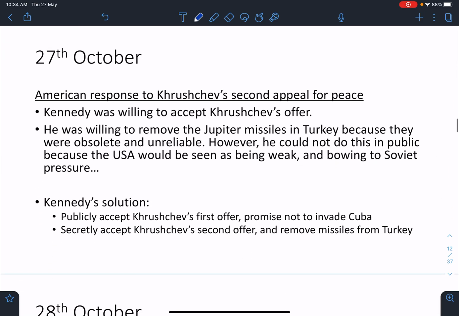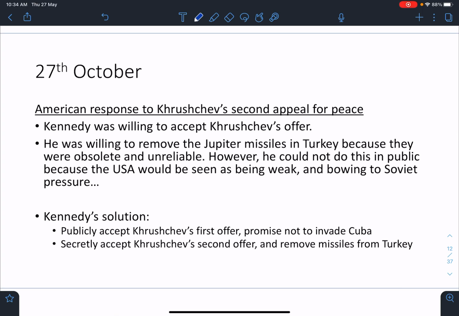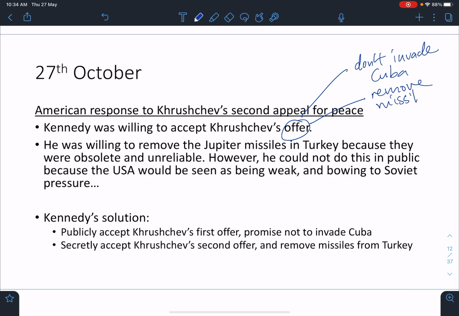So if you look here, okay, this slide is slightly complicated. Kennedy says, okay, I will accede to your demands. And what is this demand? Don't invade Cuba and remove the missiles in Turkey, right? And why is he willing to do this now? It looks like this is not a good move for the USA, right? Because he's losing some kind of atomic leverage, okay?